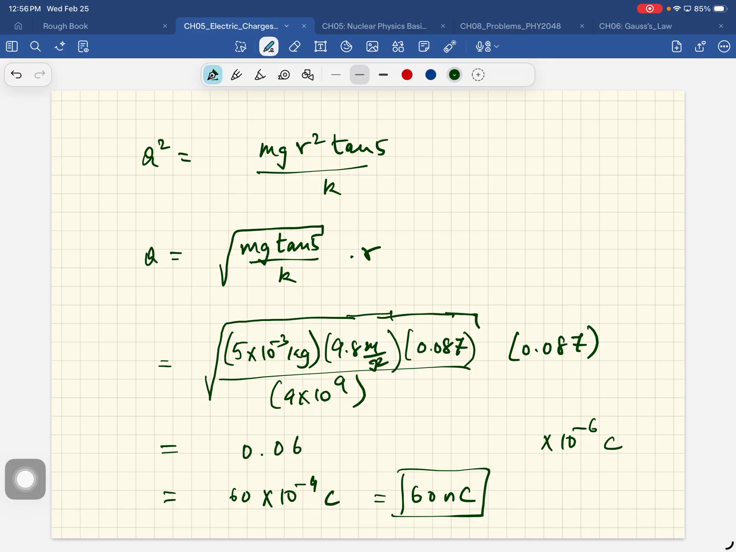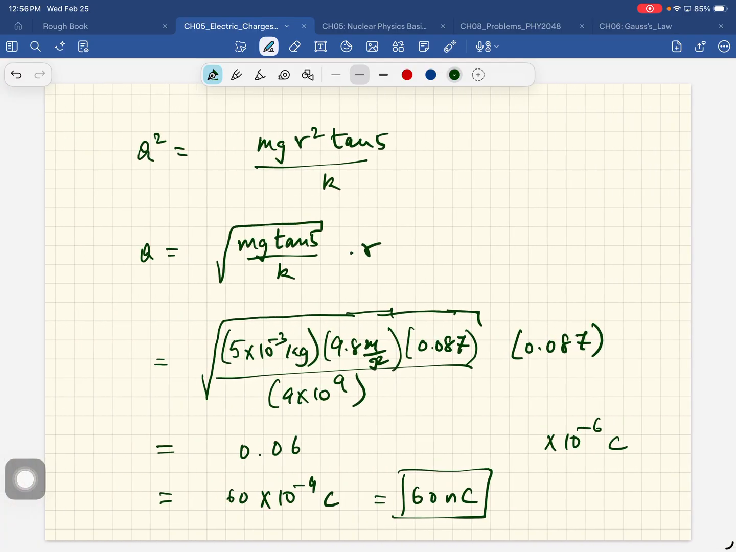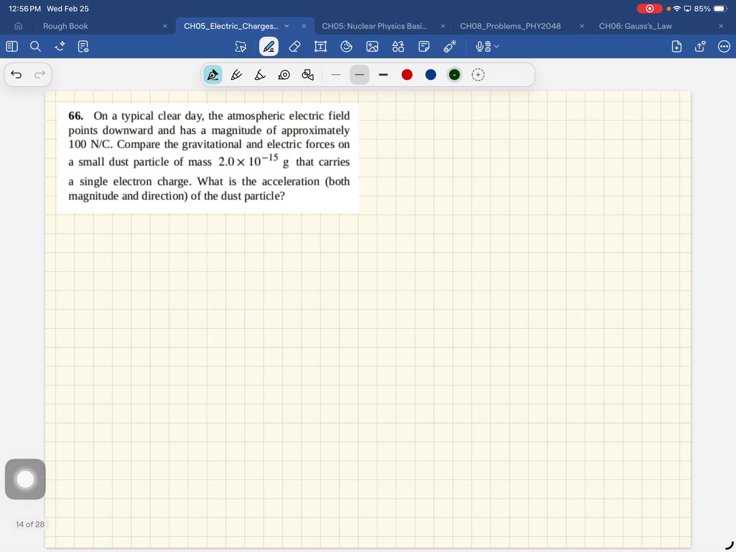Compare the gravitational and electric force on a small dust particle of mass that much, that carries a single electron charge. So here's a dust particle carrying a single charge of an electron. The force on a negative charge is in that direction, and then here's the force of gravity on it. So they want you to find that.